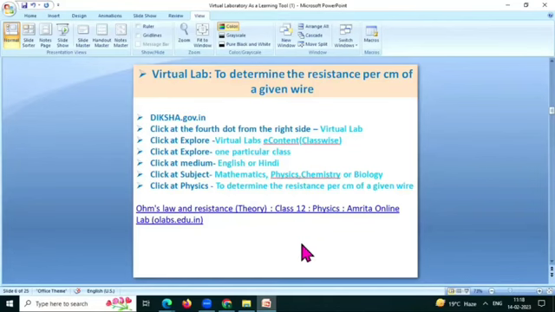Let's quickly move towards our expert Shashi Prabha ma'am. Yes, for virtual labs, CIT has made many learning teaching materials, and with the collaboration of CDAC and Amrita, a large number of virtual labs are available on the Diksha portal. So, how to reach the Diksha portal? First of all, go to diksha.gov.in, then click at the fourth vertical, that is the fourth dot from the right side, and you will get Virtual Lab, then click at explore, and then click at the medium, then click at the class, and then the subject.